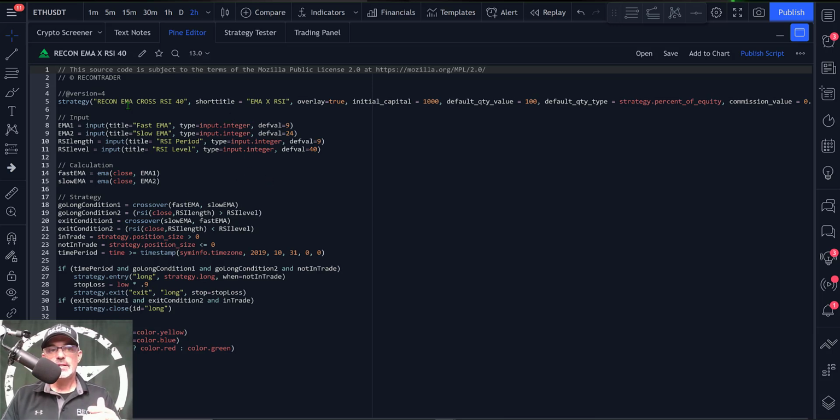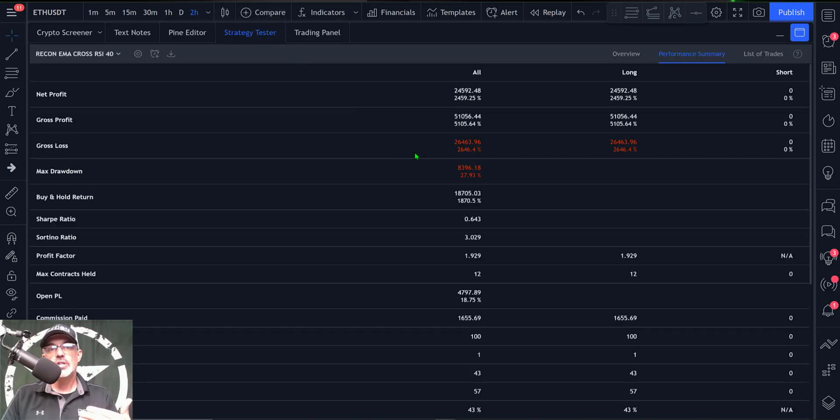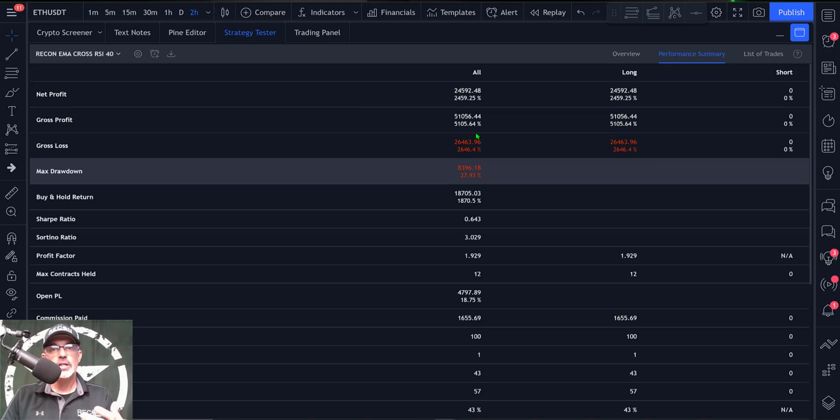And so basically this strategy looks for the fast EMA to cross over the slow EMA, and the strategy does require the RSI to be above a certain level that the user can select, and the default is 40. Now, if we jump over to the strategy tester, that will show you the results for this particular strategy over a given period of time.